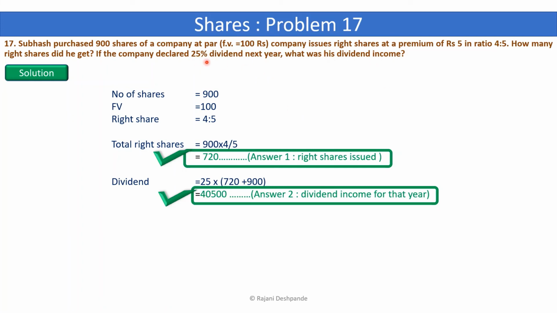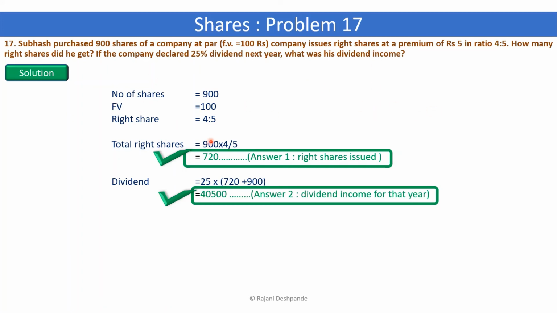So here there are two important terms. At par, we have already seen what is at par. At par is when the face value and the market value are the same. So face value is rupees 100, so here market value is also rupees 100. And right shares is nothing but bonus shares.